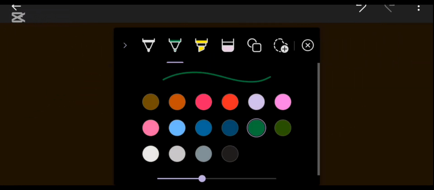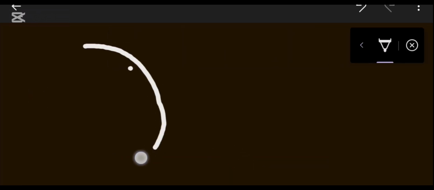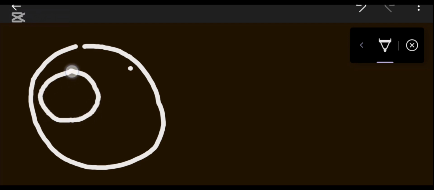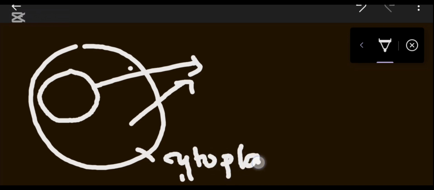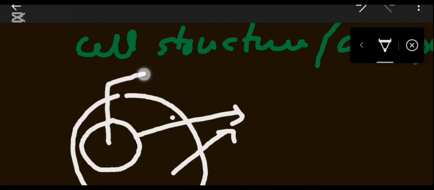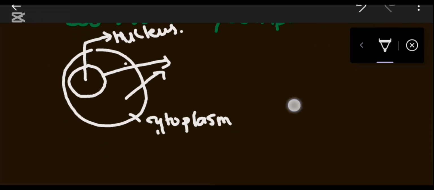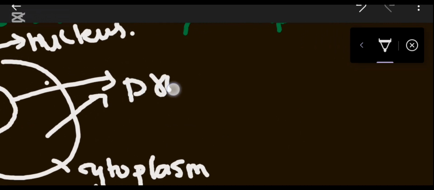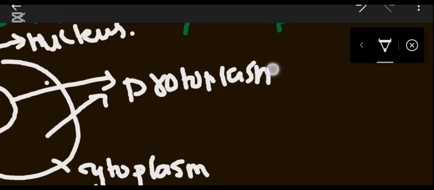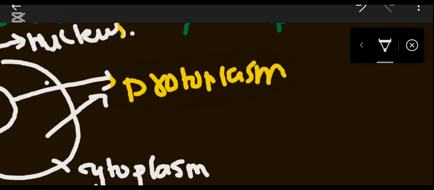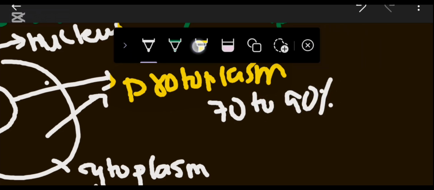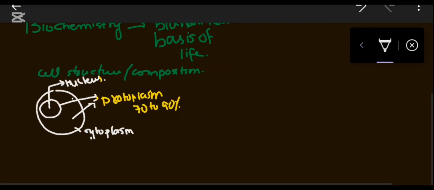Now suppose here we have one cell. In the cell we have nucleus, and as we know nucleus plus cytoplasm. This is cytoplasm, and this is nucleus. Nucleus plus cytoplasm is known as protoplasm. This protoplasm contains around 70 to 90% of water. This question can be asked: protoplasm contains 70 to 90% of water.